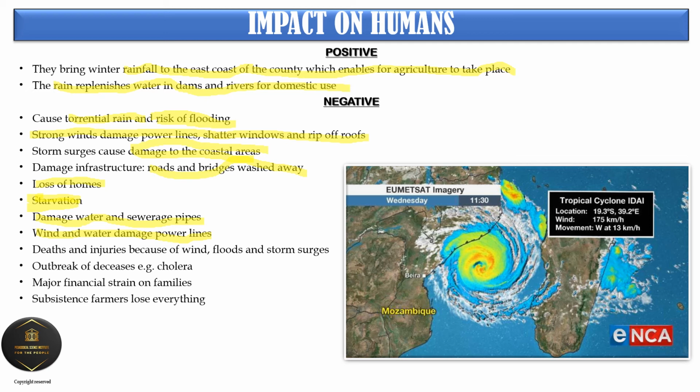It also leads to loss of life, so the death rate will increase. So it leads to deaths and injuries because of these winds and floods and storm surges. And we may have disease outbreaks, especially waterborne diseases such as cholera. And we may have a major financial strain on families as they have to fix houses and fix businesses that may have been lost. Again, we know that subsistence farmers will lose everything, so they may starve as a result. So these are all the negative impacts on humans.